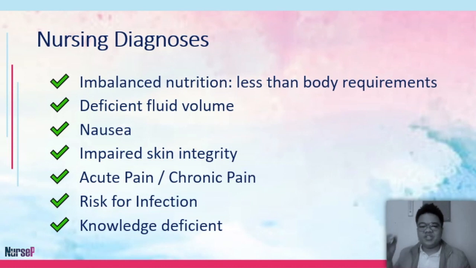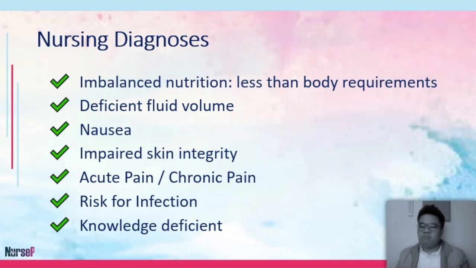So, here are the nursing diagnoses that we can possibly encounter in our patients who are having gastrointestinal problems. Okay, imbalanced nutrition, less than body requirements, which may be related to decreased intake or increased secretion, or too rapid peristalsis. There may be deficient fluid volume related to diarrhea of your patient. Your patient may experience nausea related to increased gastric acid secretion.